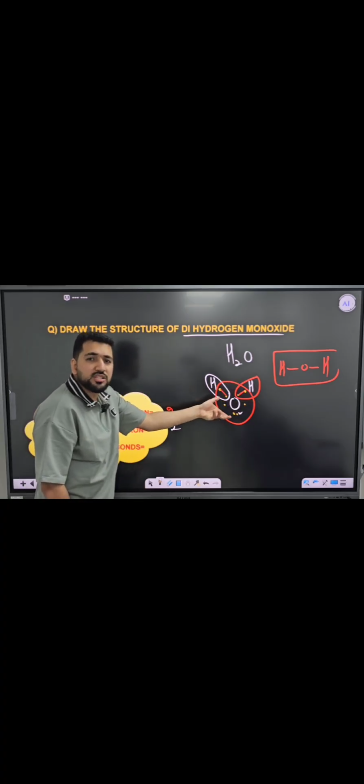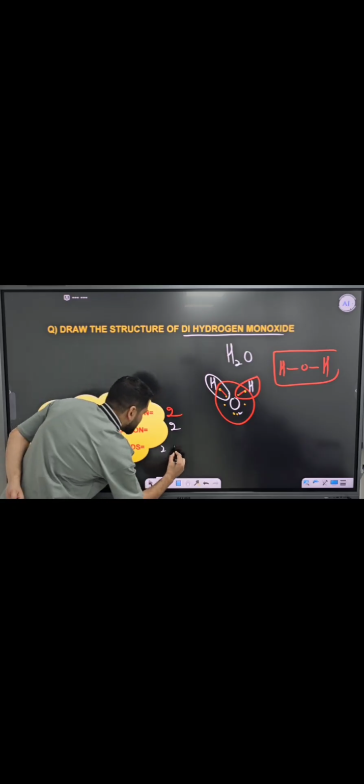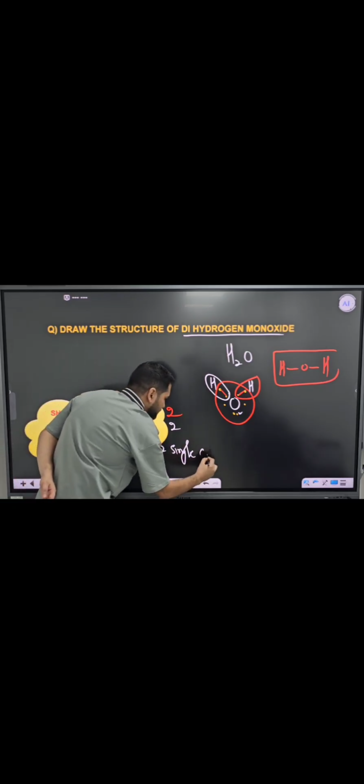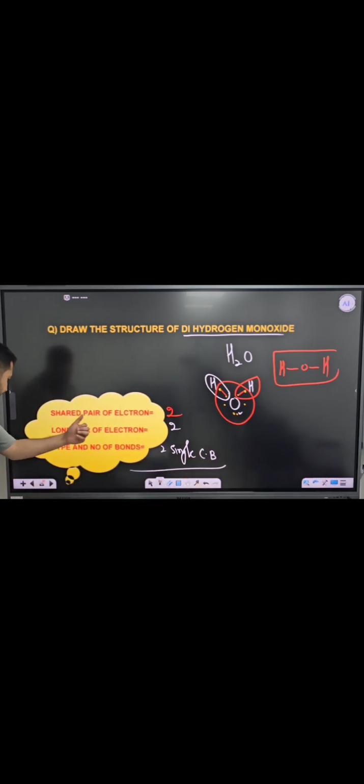Now type and number of bonds. How many bonds are there? 1 and 2 bonds. And both bonds are what? Single bonds. So can I say that 2 single covalent bonds, right? I hope this idea is clear, right?